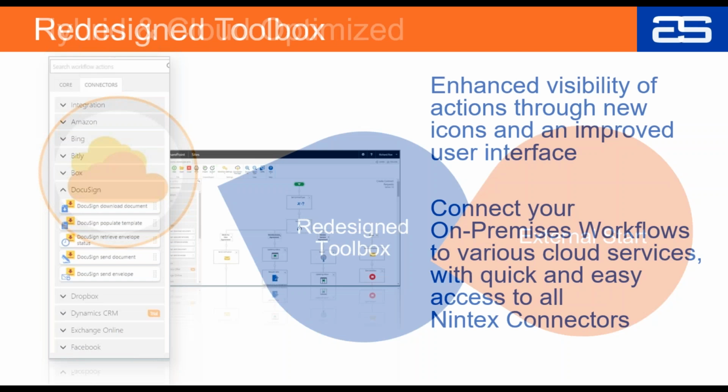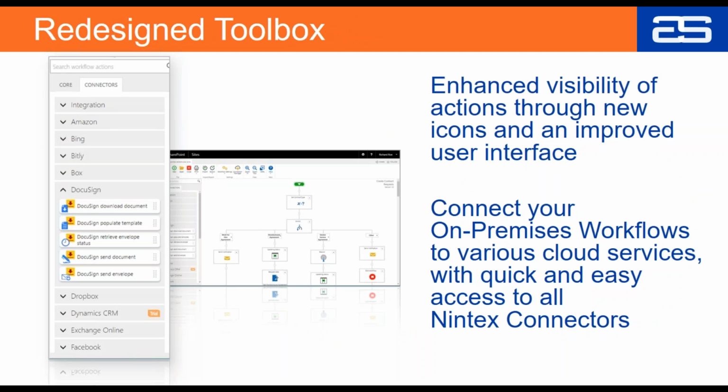So the first thing I want to highlight is the redesigned toolbox. There's a completely new UI and iconography that makes the actions much more visible and accessible from within the toolbox. But what's really exciting is the addition of Nintex connectors to the toolbox. Nintex connectors, which I briefly touched on a second ago, and you may know as Nintex Live, allow you to connect your on-prem workflows with a variety of cloud services like Office 365, Box, Dropbox.